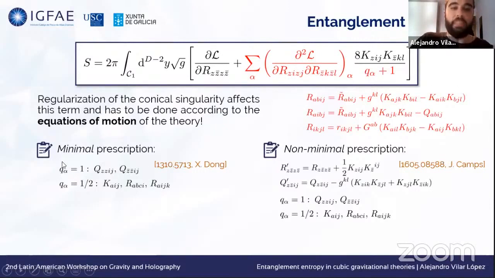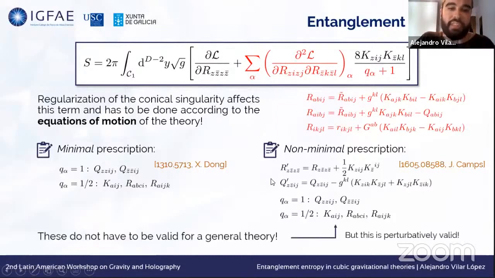I explained this with this table here on the left. This was the original prescription given by Dong in 2013, and I will call that the minimal prescription. Some years later, Joan Camps also proposed this other, non-minimal prescription, which is technically different. So you have to do some different substitutions, and at the end you get different terms in this higher order expansion in k. This is a different prescription, which would arise from a different regularization of the conical singularity. As I said, in principle, none of these is validated for a general theory. You would have to regularize according to the equations of motion of your theory, which can be extremely complicated for a general higher order gravity.